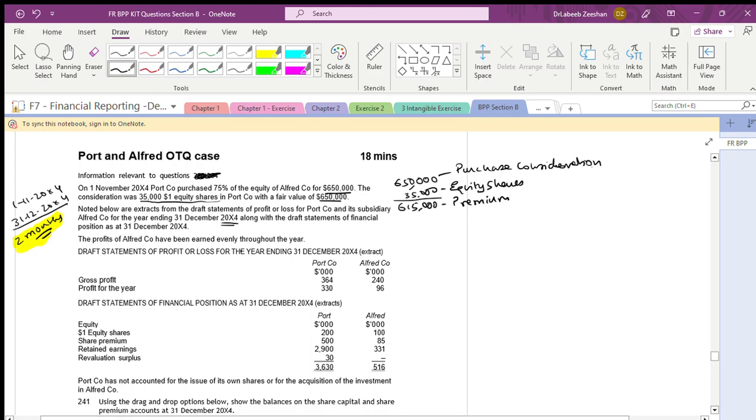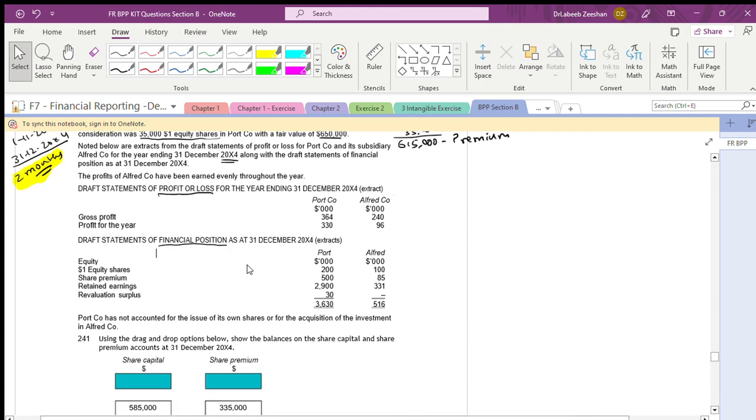Along with the draft financial statements, they gave us the profit and loss account and the statement of financial position. They gave you the extract. Port has not accounted for the issue of its own shares or for the acquisition of the investment in Alpha. They have not accounted anything. Use the drag and drop option.